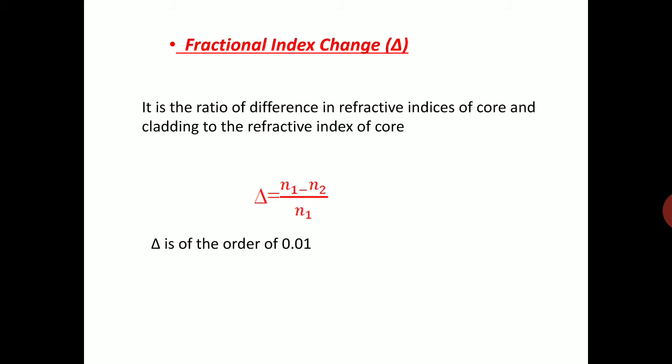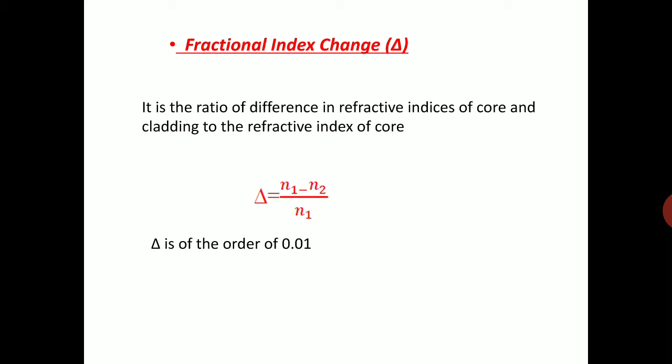To begin with, here are the important parameters associated with the optical fibers we are dealing with. The first one is fractional index change, which is denoted by delta. It is defined as the ratio of the difference between the refractive indices of core and cladding to the refractive index of core. That is, delta is equal to n1 minus n2 divided by n1, the difference in the core and cladding refractive index, divided by n1.